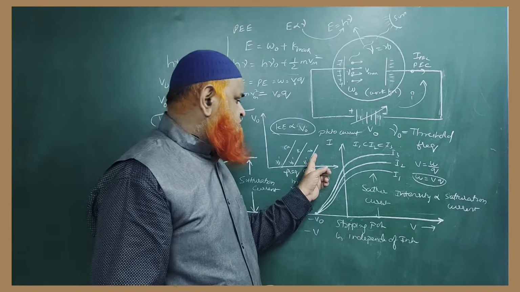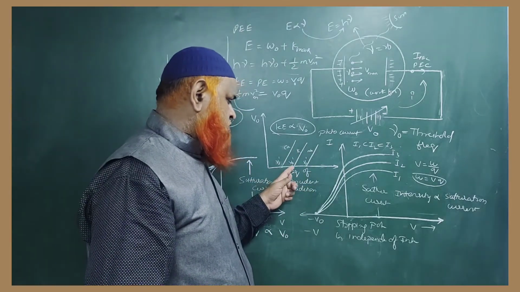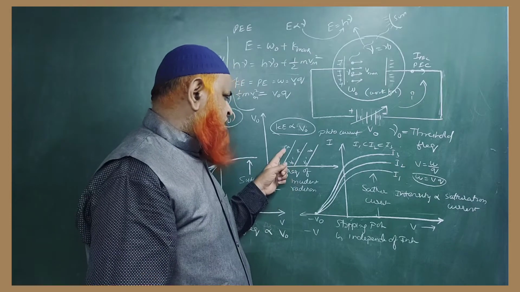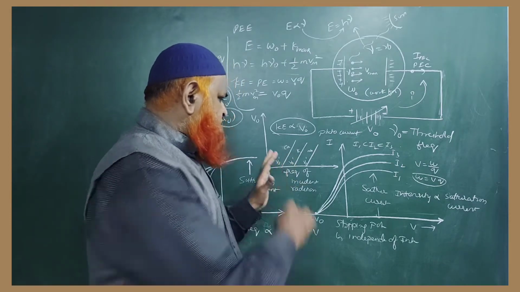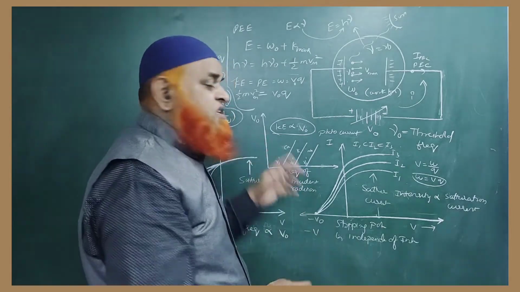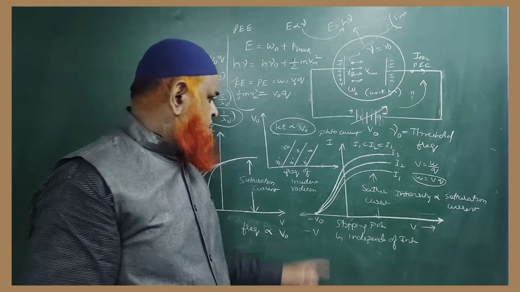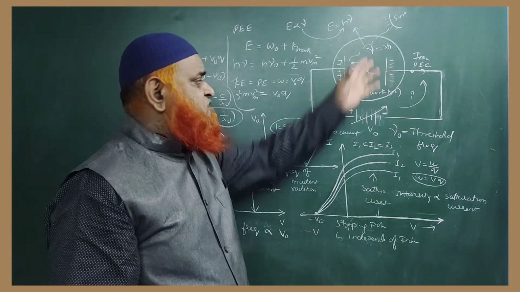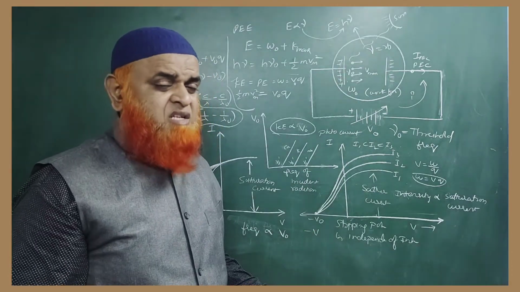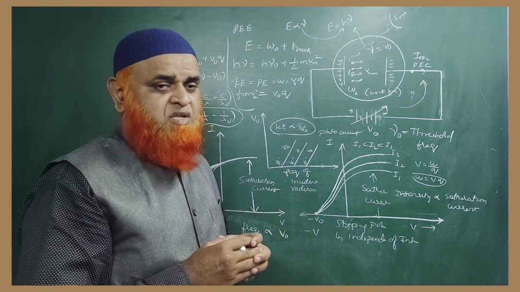And you can say it is maximum for sodium. For potassium, the threshold frequency is a little bit lesser. And for calcium it is still lesser. So this is a graph showing a straight line, that frequency of incident radiation is directly proportional to stopping potential. Okay, so frequency of incident radiation, what does it mean? The number of waves passing per second is called frequency.